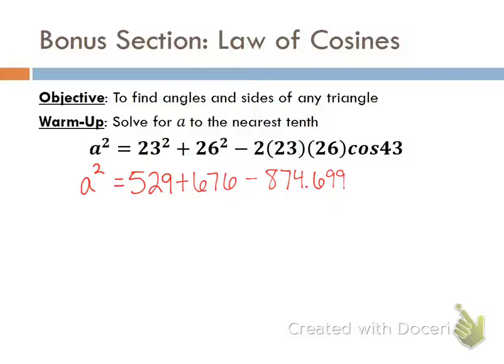I don't like to round too much until the very, very end. So on the right side now, to simplify it, we've just got addition and subtraction. So that could all go in your calculator. 529 plus 676 minus, I'm just going to use my second answer function to get that 874.699 in there. And what do we get for that?